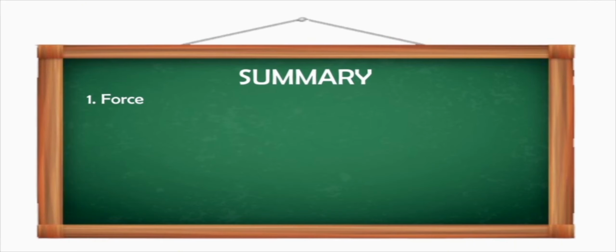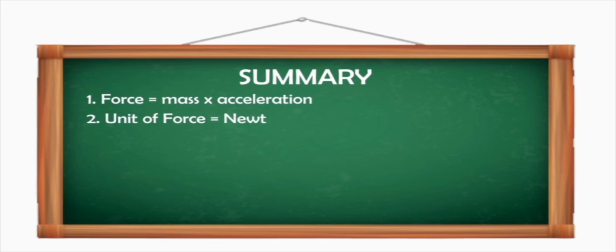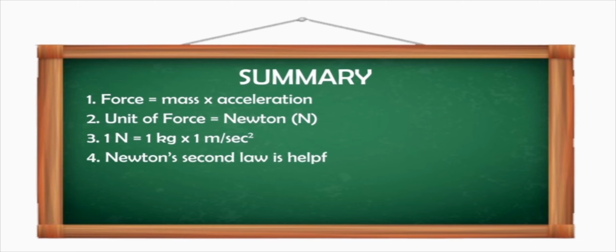Now, let's summarize what we have studied so far. The first is force is given by the mass into acceleration. The second is that the unit of force is Newton, represented by capital N. The third is 1 Newton is equals to 1 kg into 1 meter per second square. And the fourth is that Newton's second law is very helpful to calculate Newton's first law.